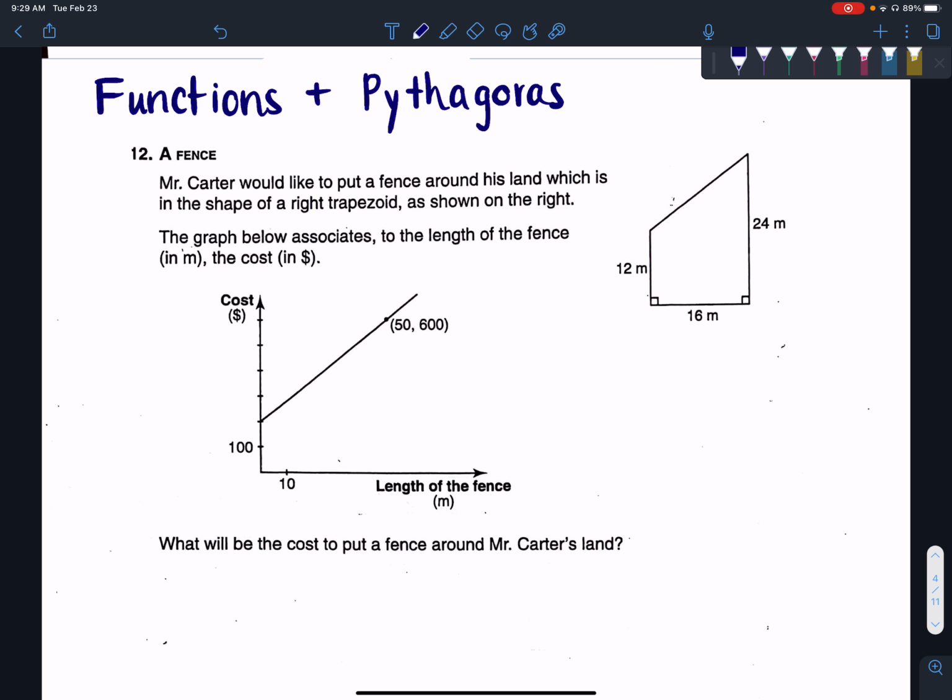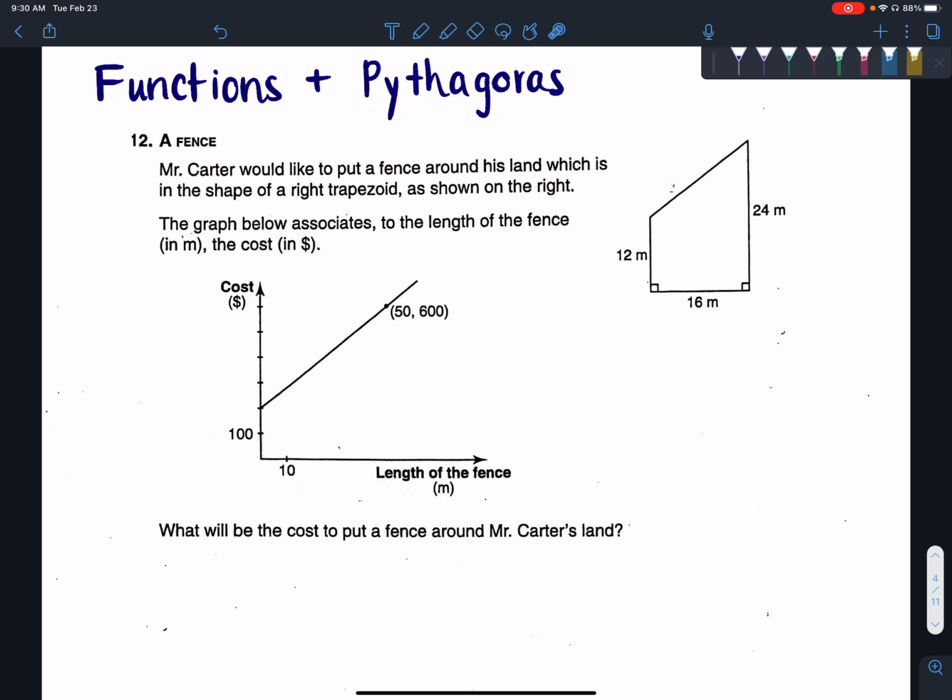So in today's video, we're going to be looking at this question that incorporates functions, specifically linear functions, and Pythagoras. So this is a way that you can see both of these concepts built in together into a larger, more complex question.